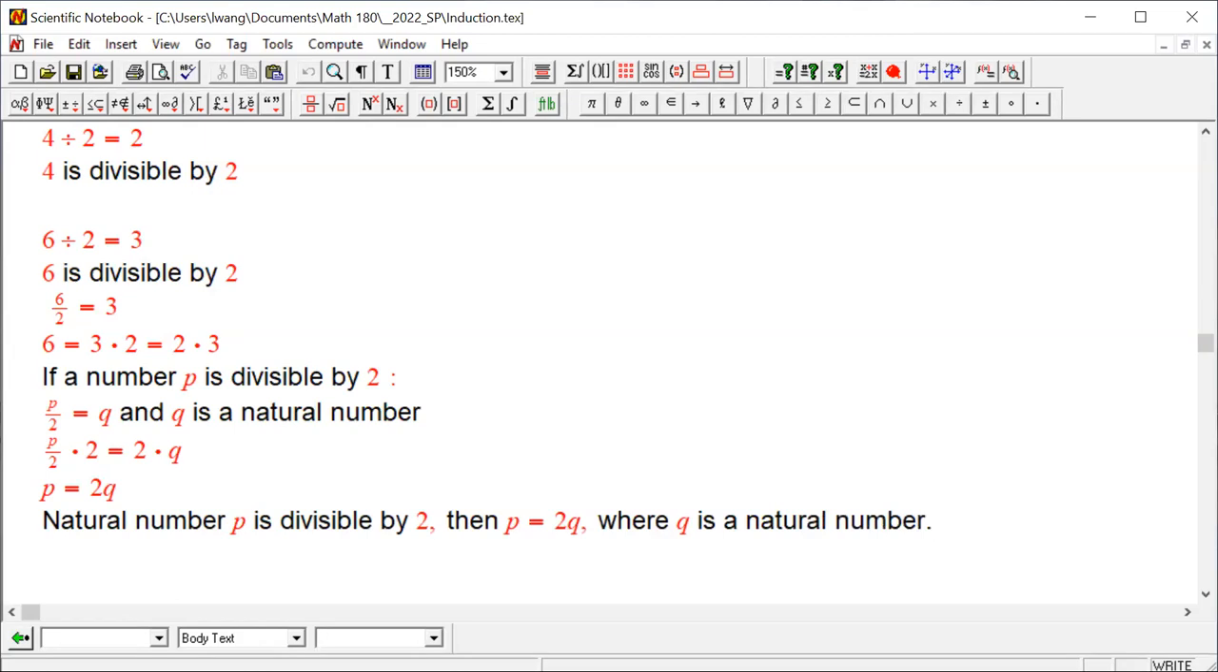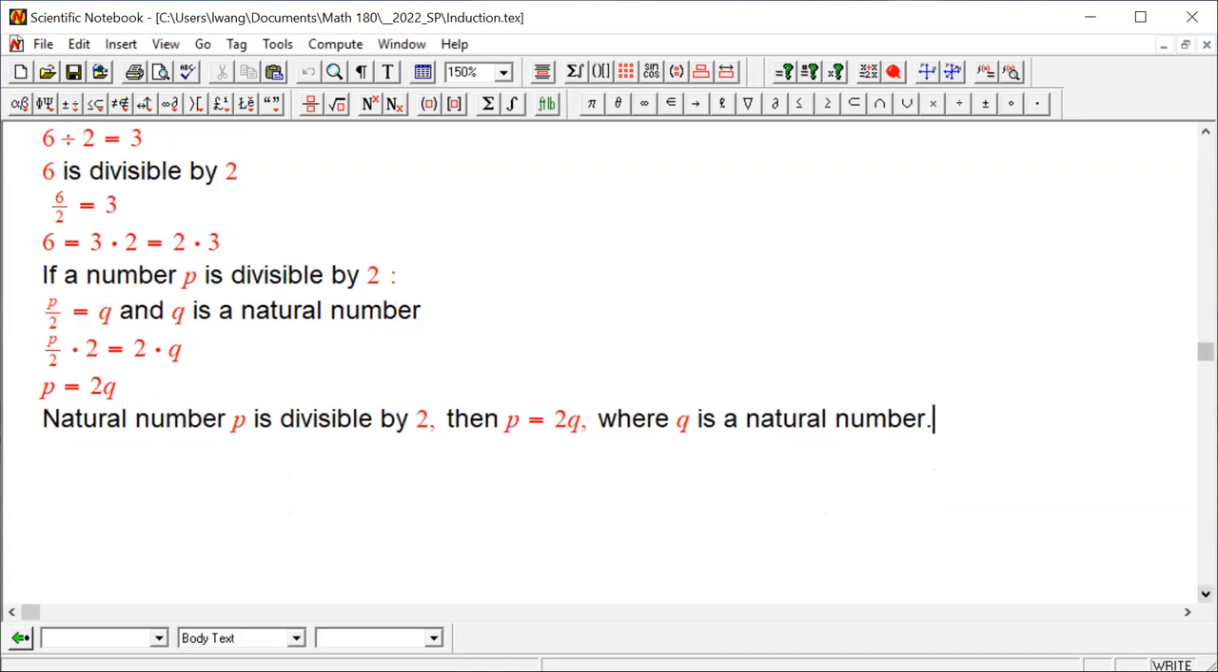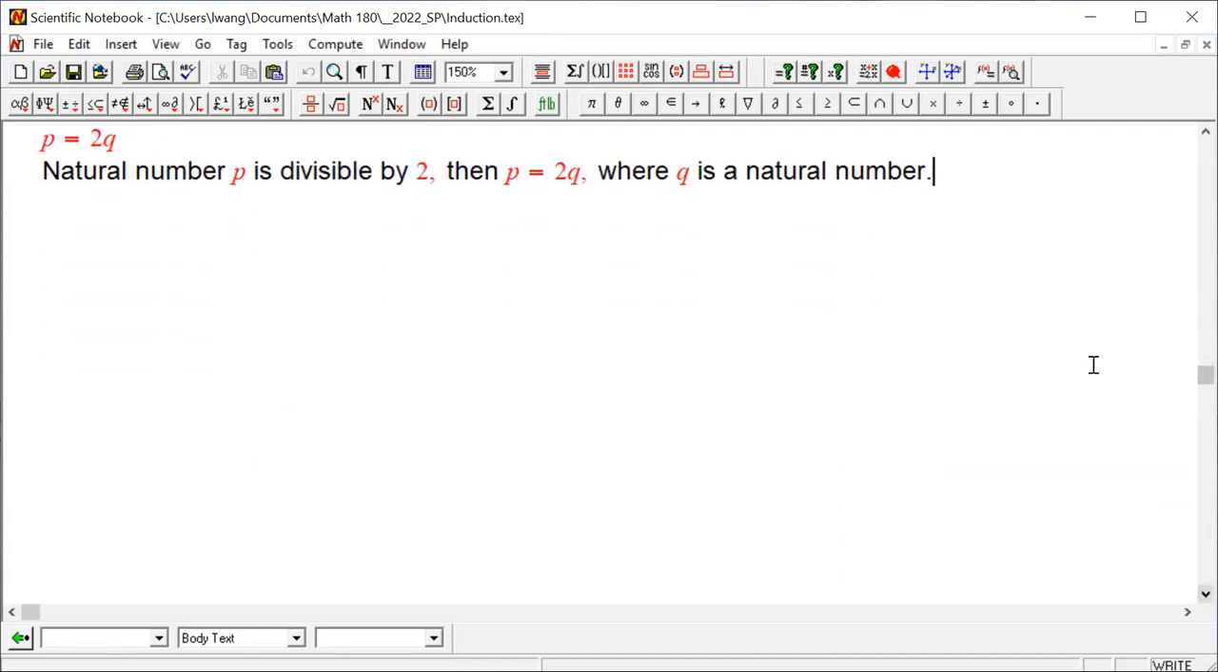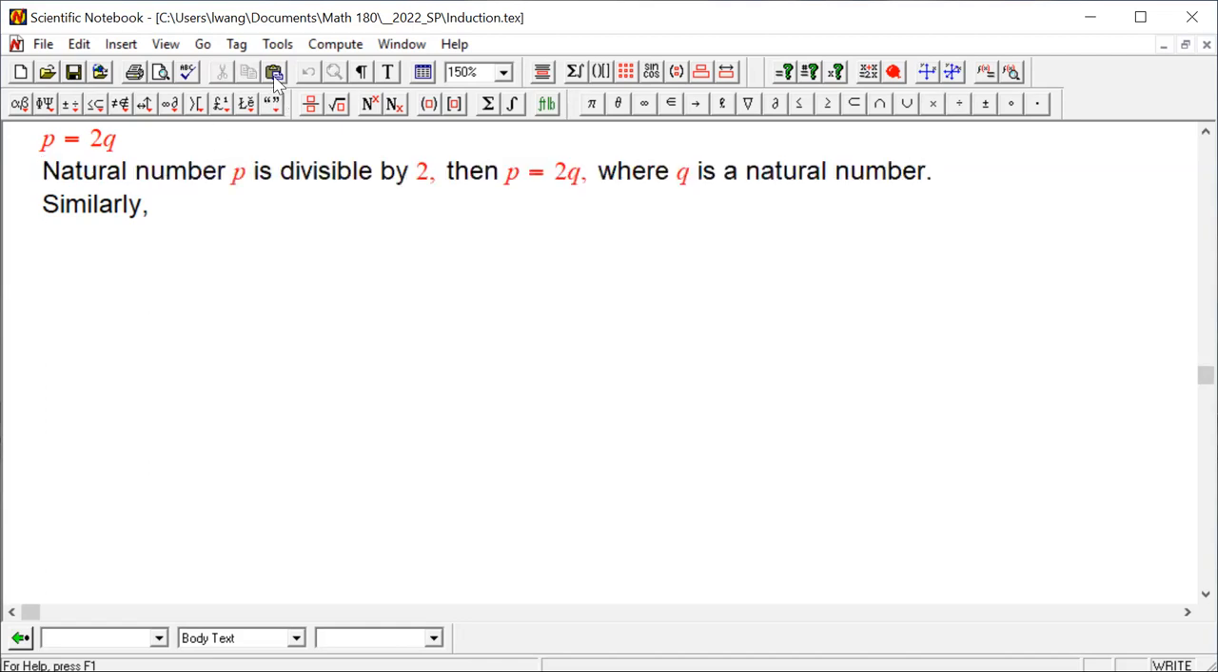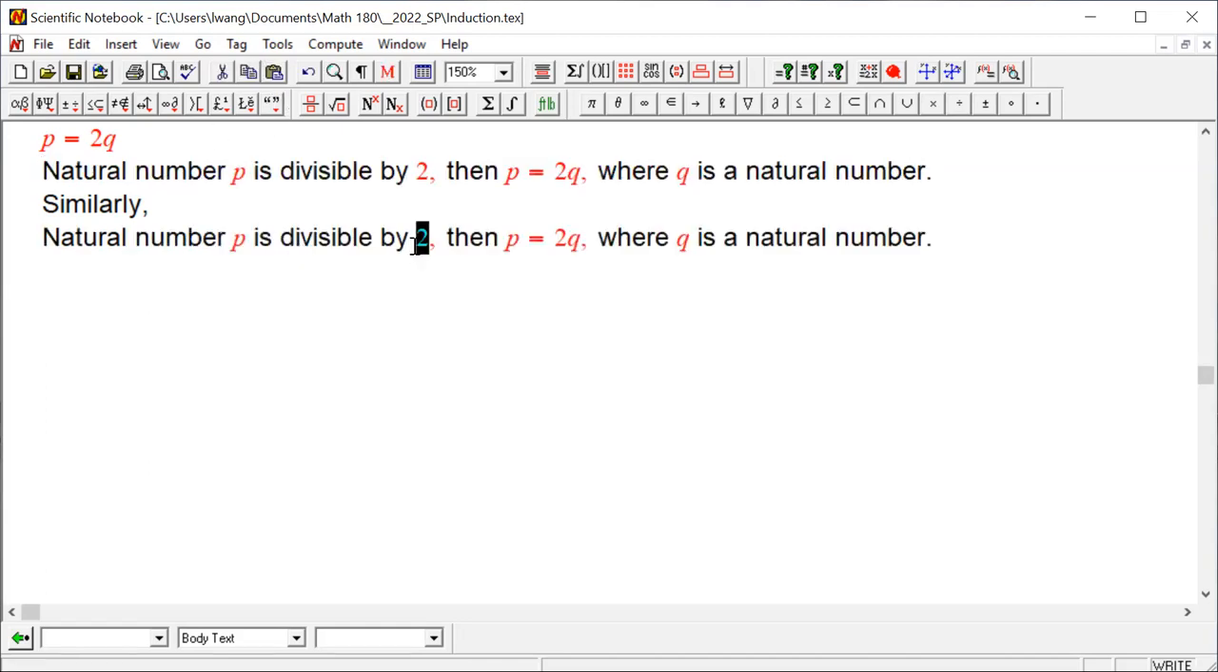And we are going to need to use this property in this question. Then you say, what if we divide by 3? Similarly, in similar nature, if I say a natural number is divisible by 3, instead of 2, it's 3 now, then this will be 3 times q, and q is a natural number.